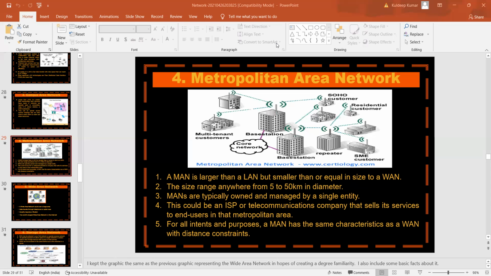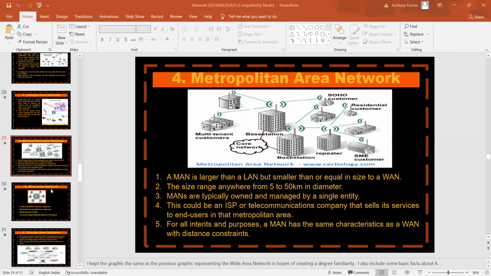For all intents and purposes, a MAN has the same characteristics as a LAN with distance as the difference. They both can be accessed by many people simultaneously, but the range of LAN is limited, from half a kilometer to 2.5 or 3 kilometers, and MAN is higher, from 5 kilometers to 50 kilometers.